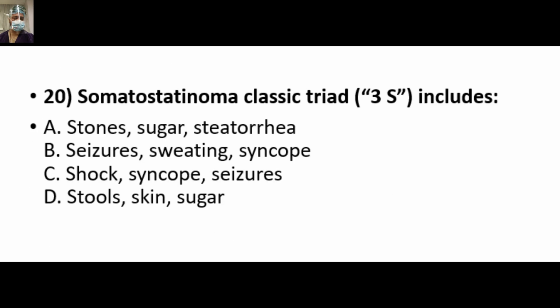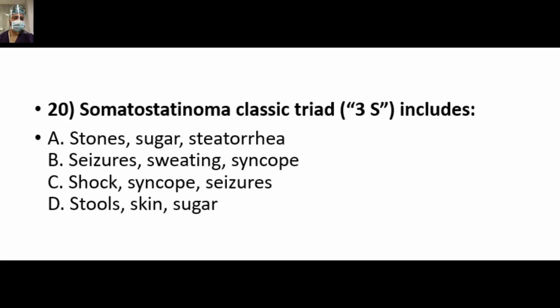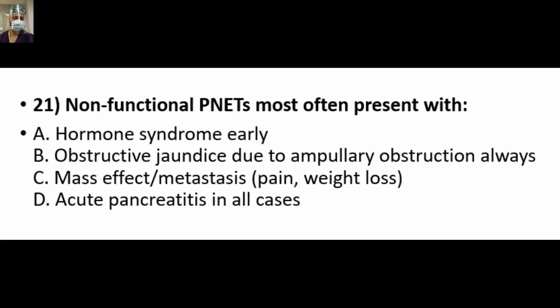The classical triad with somatostatinoma, the 3 S's, includes, so answer is A. Stone, sugar, steatorrhea. Somatostatin inhibits insulin and GI secretion, leading to diabetes, steatorrhea because of pancreatic inhibition, and also gallstones from reduced gallbladder motility. So, all these things we have already discussed in the theoretical discussion of this video. This is a repetition.